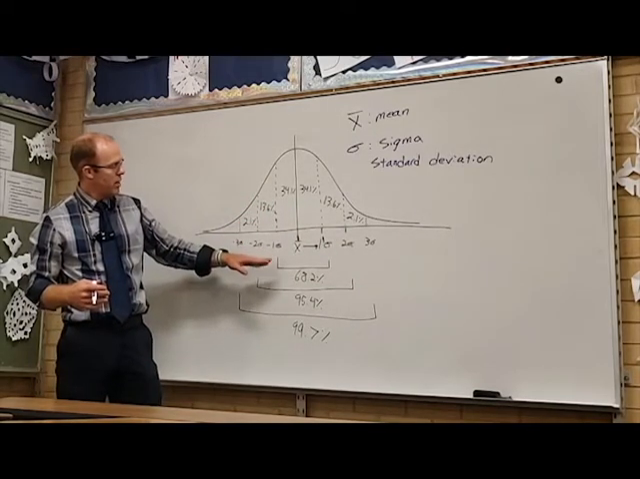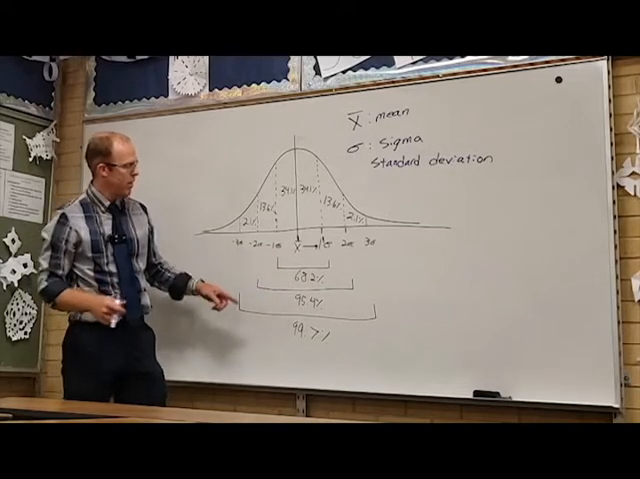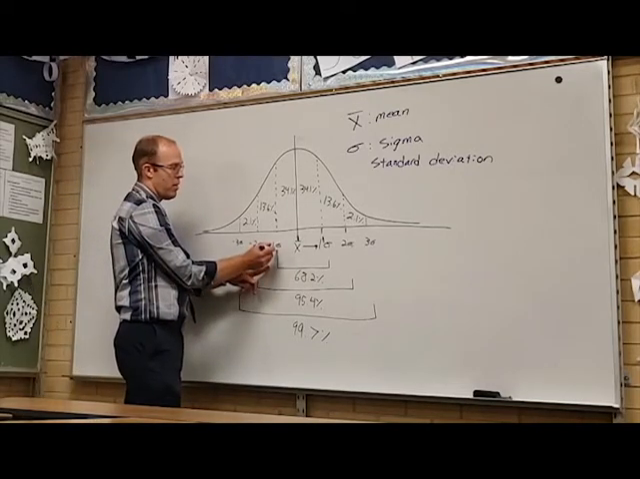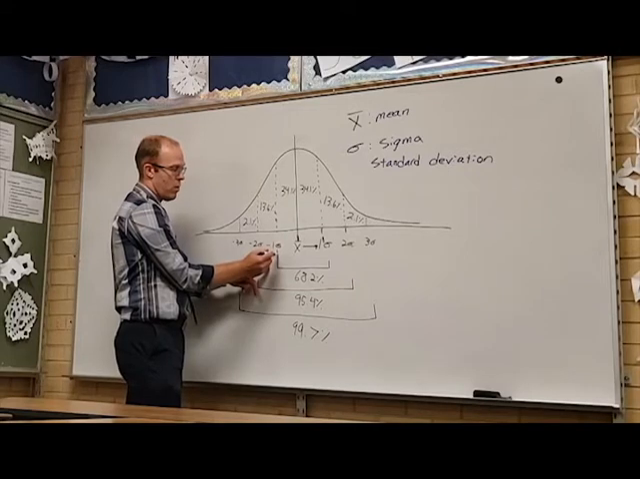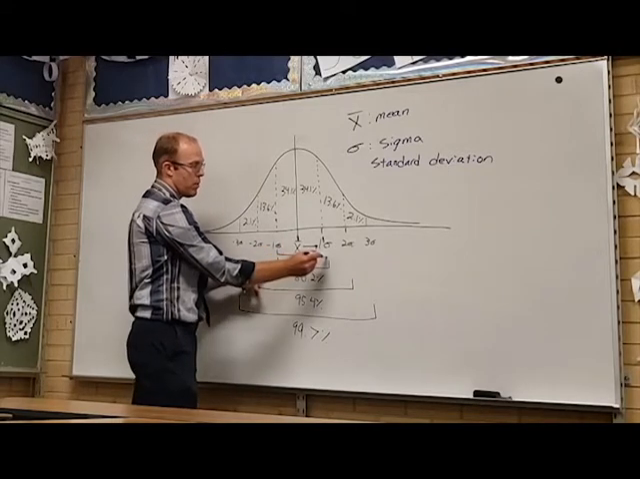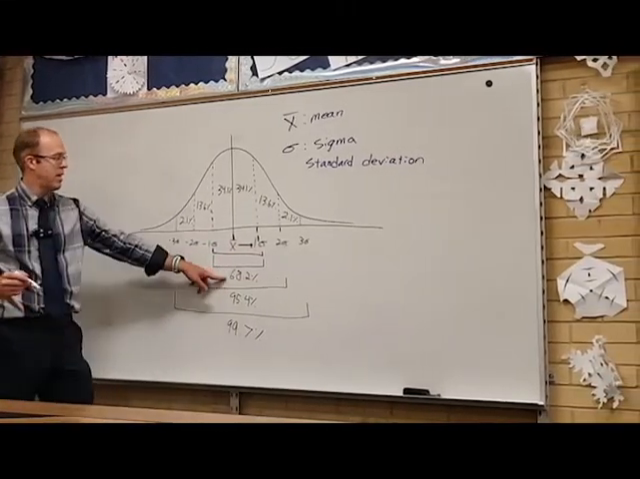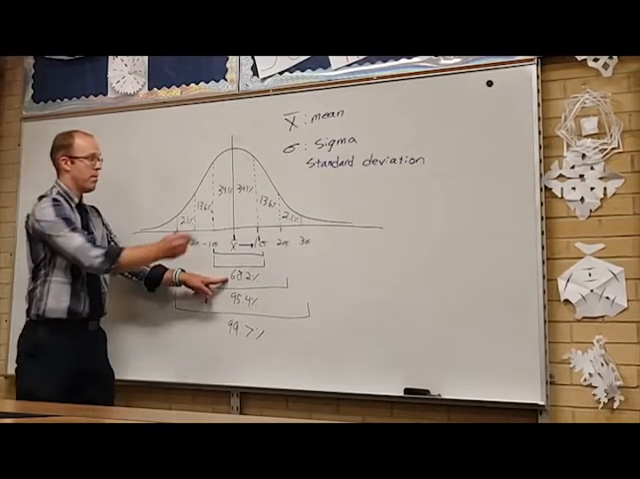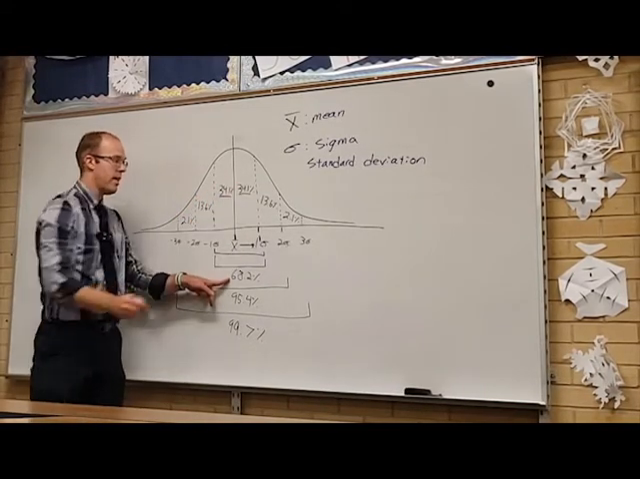We also use that symmetry to get these percentages down here. If we take and put these two areas together, all the way from 1 standard deviation below to 1 standard deviation above, that gives us 68.2%, or in other words, just these two added together.